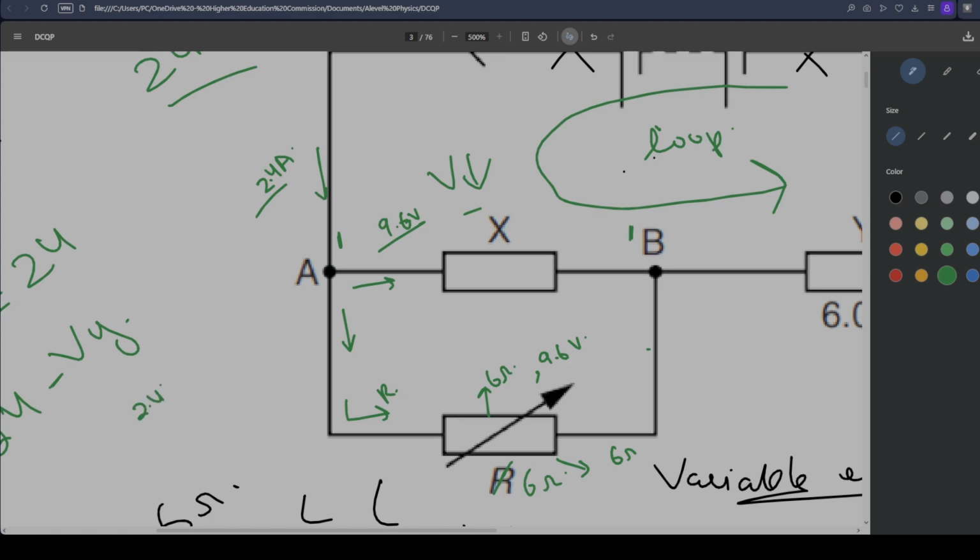So 2.4 amps would be the current entering the junction, this one coming from below into the junction, and the current leaving the junction, going away from the junction, is the current through X plus the current through R. Using 6 ohms and 9.6 volts we can calculate the current through R, then subtract that from 2.4 to get the current through X, and using that current through X and 9.6 we can get a value of resistance for X.